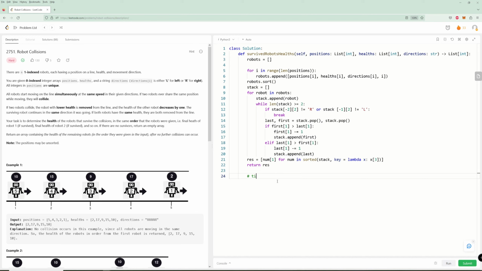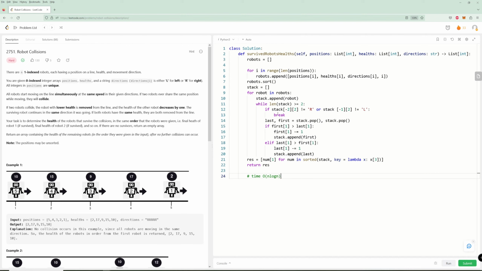Okay, so let's think about it here. What are we doing? We made this robots thing, which is going to be big O of n. So we already have something big O of n because we went through positions. We sorted it, so that's going to be n log n, and by n I mean the length of any one of these, that they should all be the same length: positions, health, directions, and so on.